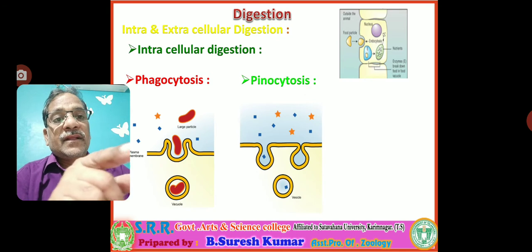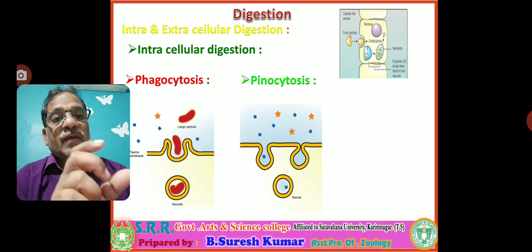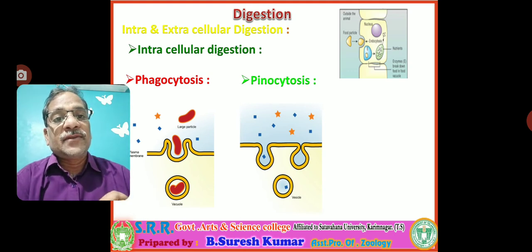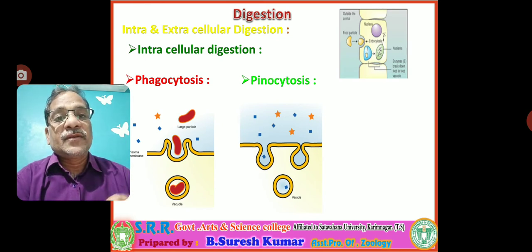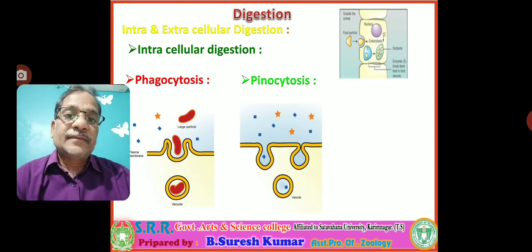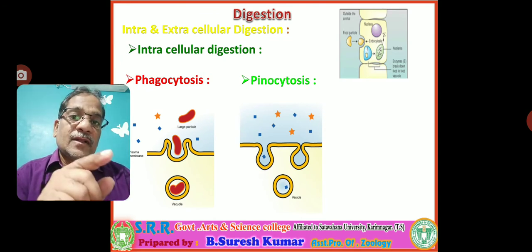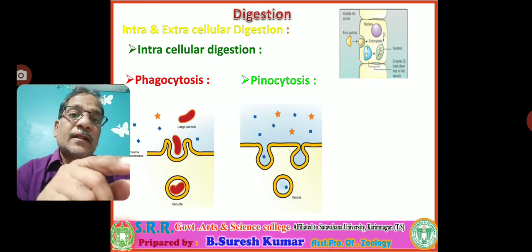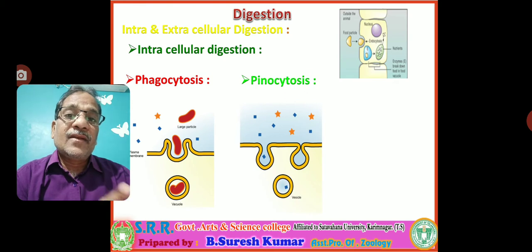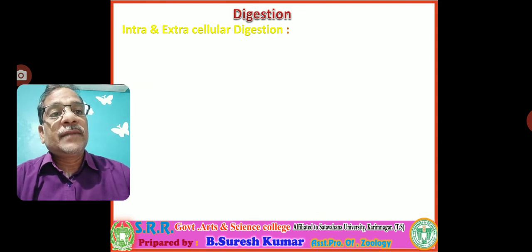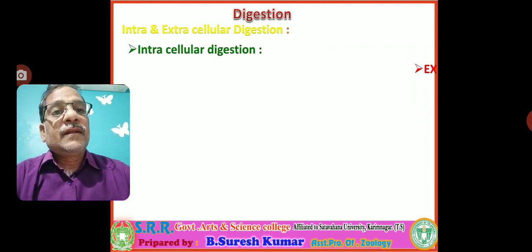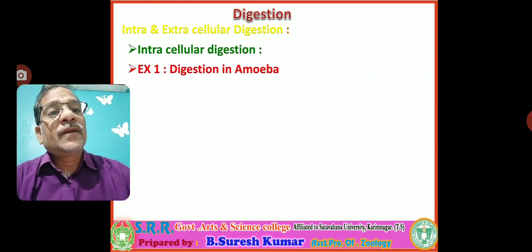Later, by cutting the cell membrane, oval shaped vacuoles are produced. The vacuoles with liquefied food material are called pinosomes. So by pinocytosis, pinosomes are produced. By phagocytosis, phagosomes are produced. The food vacuole with the solid form food material is called a phagosome. So by phagocytosis, the produced vacuole is a phagosome, and pinocytosis results in a pinosome.